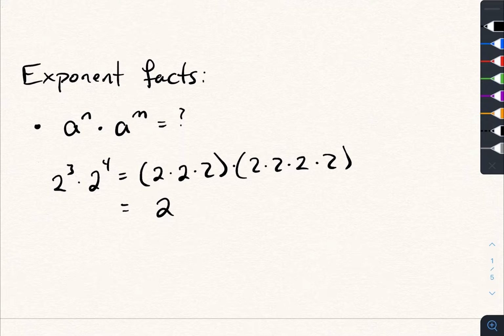And so in total, how many factors of 2 do I have? Right? I'm just multiplying by 2 a bunch of times. Multiplying by 2 3 times here, and then 4 times here. And so in total, I'm multiplying by 2 3 plus 4, or 7 times. So 2 to the 3 times 2 to the 4 is equal to 2 to the 3 plus 4. And so in general, our fact is that a to the n times a to the m is equal to a to the n plus m.